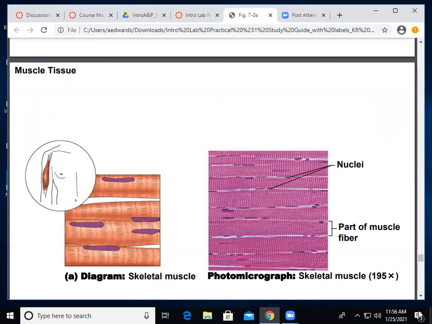So muscle. Okay, like we said earlier, there are 3 types of muscle tissue.